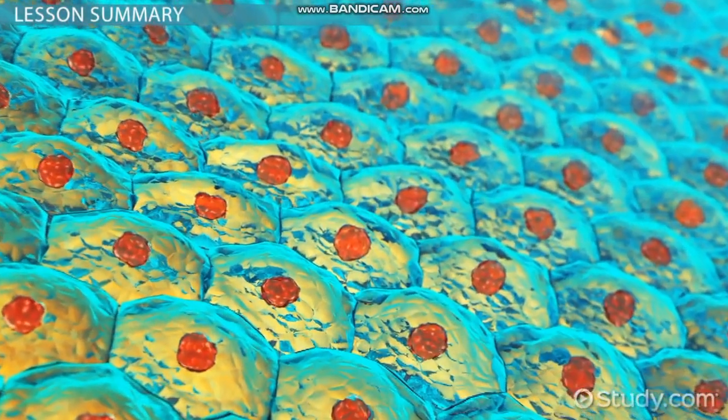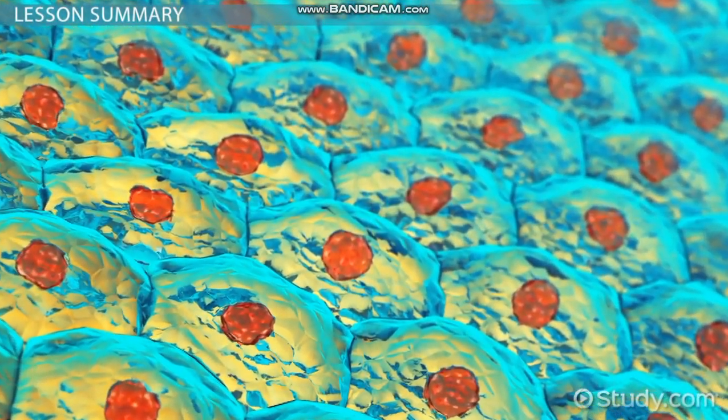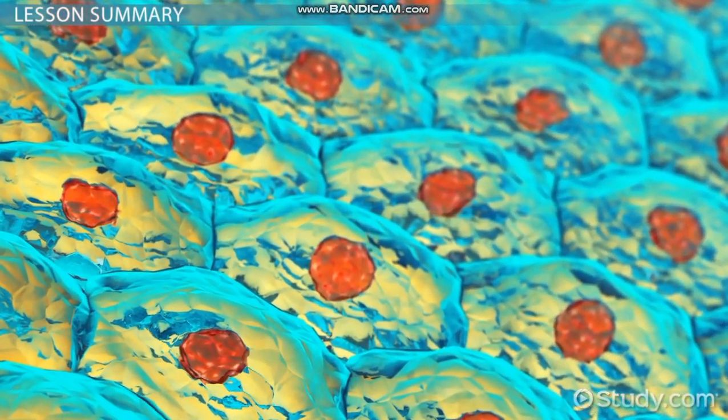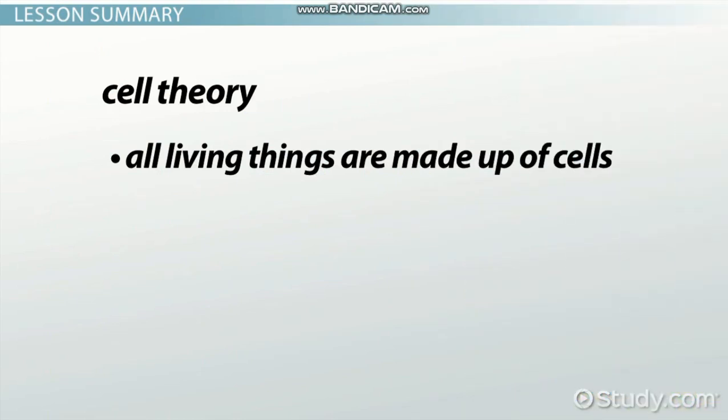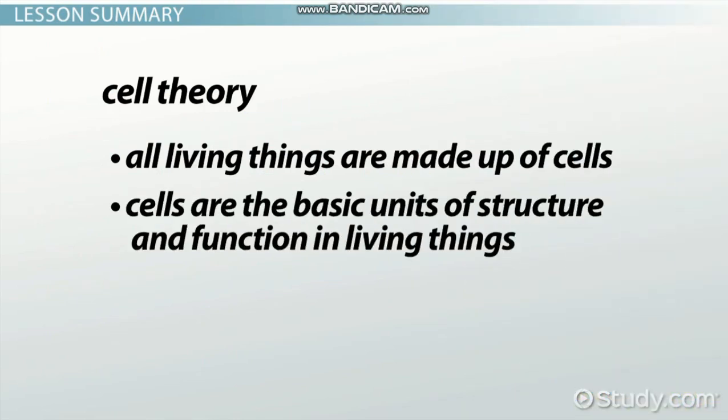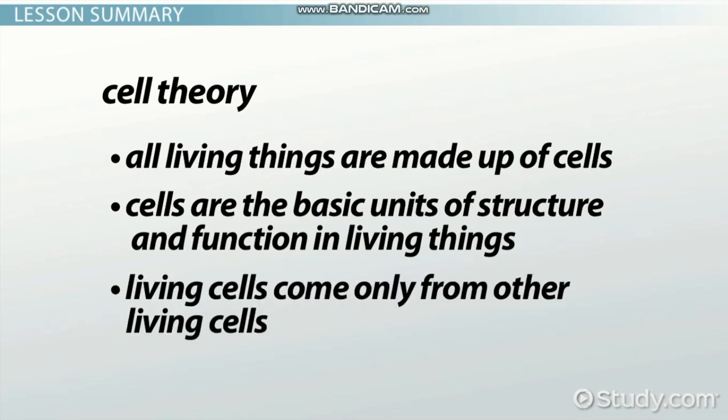Modern cell theory was created from these observations and is summed up in the following three statements. All living things are made up of cells. Cells are the basic units of structure and function in living things, and living cells come only from other living cells.